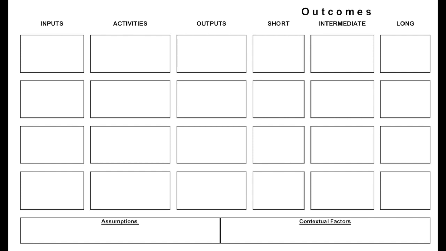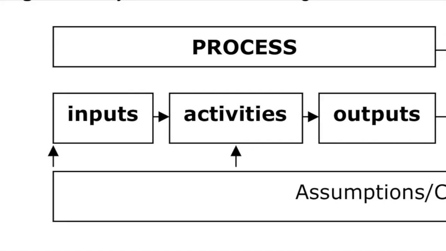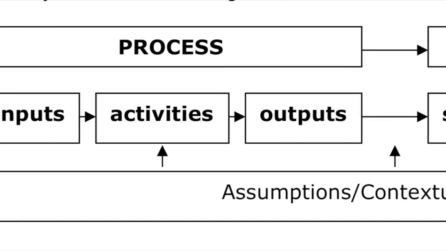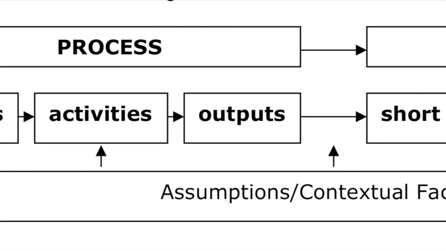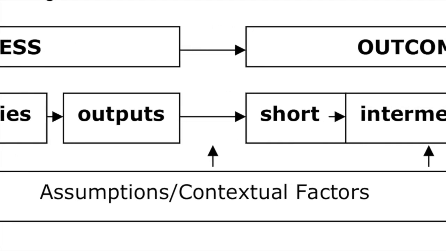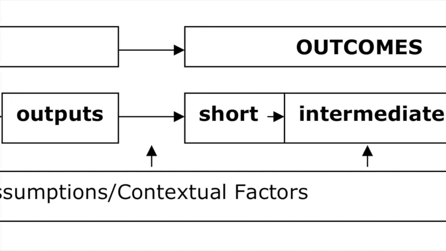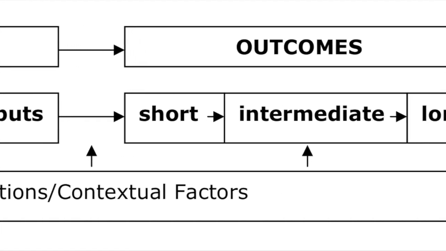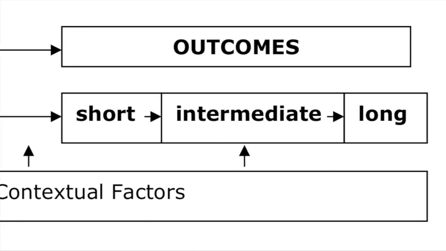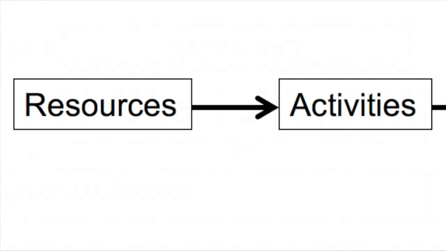From the left to the right are the inputs, sometimes called resources, activities, outputs, and outcomes. And in some cases, the outcomes are listed as short-term, intermediate, and long-term. As you describe your logic model in this graphical way, you need to also identify the assumptions you're making and the contextual factors that are influencing these different components of the logic model. So let's dive into each of these elements.